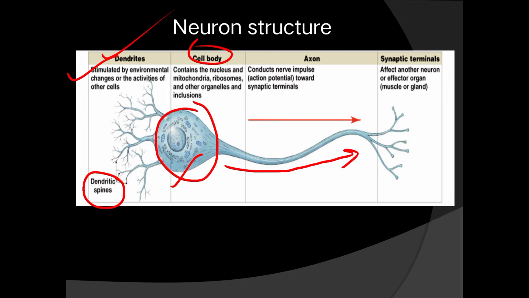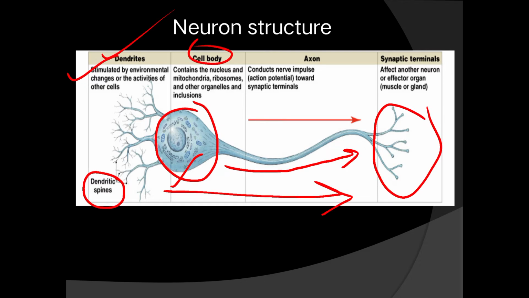Like this, we can see this is the synaptic terminal, and this affects another neuron, or an effector organ, or muscle or gland. So like this, they are propagating the impulse from this way to this way.